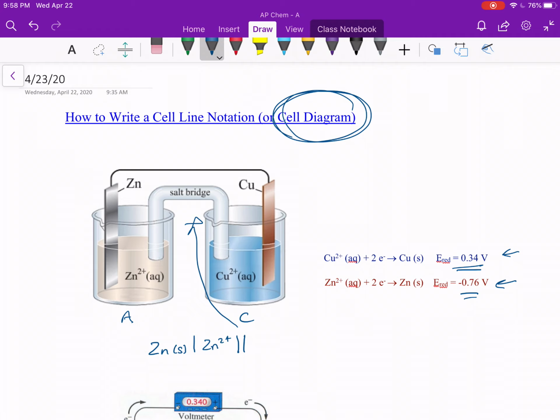When I get to my cathode, again, I want to put the electrode on the outside. So whatever substance represents the electrode is going to go on the outside. So then I'm going to start with my Cu2+, what's in solution. Then again, I have a change in state because I'm going from my aqueous state to my Cu as a solid. And so this right here would be my line notation, or my cell diagram, for that particular cell. Pretty simple, pretty straightforward.